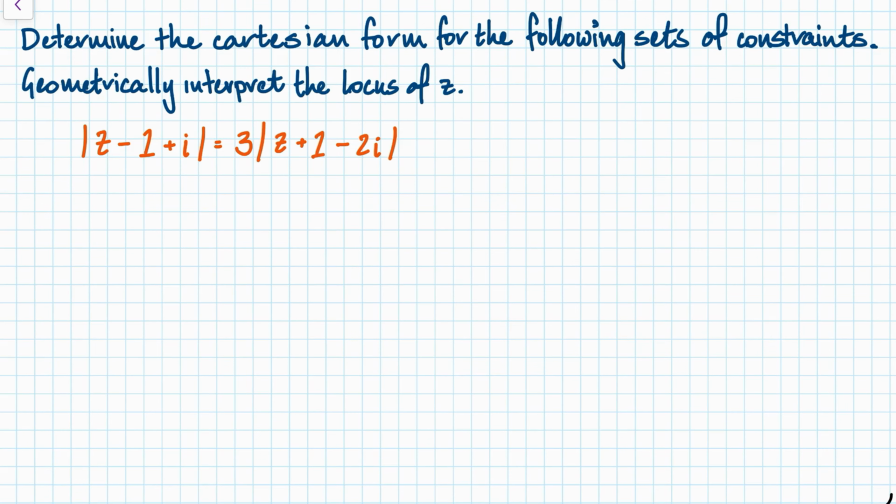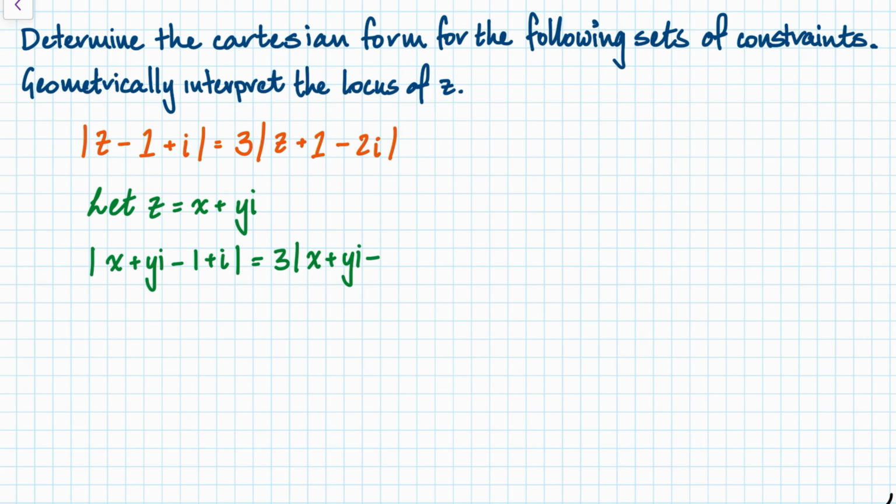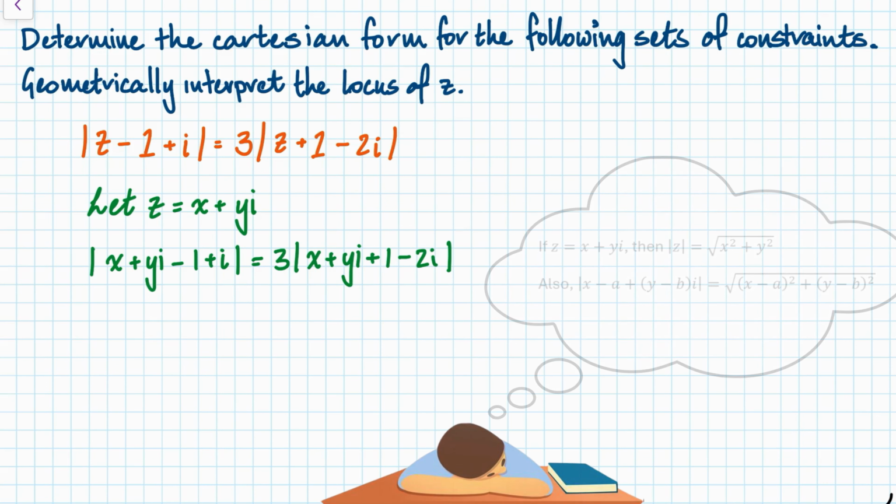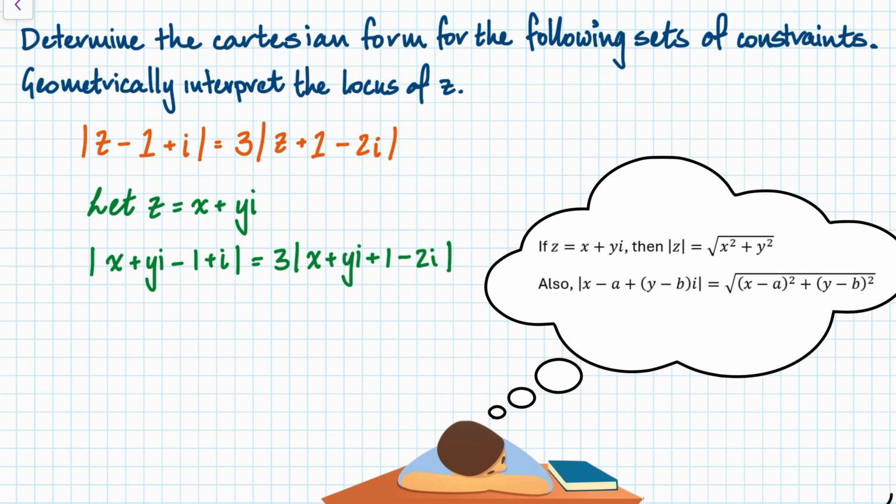I'm going to start by replacing z with its Cartesian coordinates. So we'll just start with let z equal x plus yi, and then substitute that in. So we're going to have the modulus of x plus yi minus 1 plus i is equal to 3 times the modulus of x plus yi plus 1 minus 2i. The modulus is the distance from x plus yi to this point here where we've got 1 plus i.